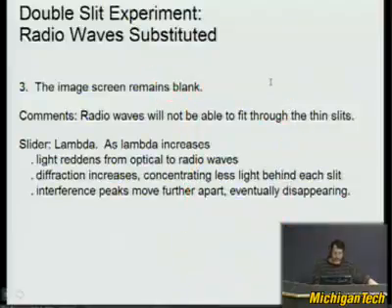So let's go back to our slider and talk about lambda, which I forgot to use the Greek letter. As lambda increases, the light reddens now from optical to radio waves. The diffraction increases, concentrating less light behind each slit, as was explained a couple of slides ago. The interference peaks move further apart and eventually disappear. Okay, so maybe you learned a little bit there. So let's keep changing stuff and see what happens with this two-slit experiment. Let's try to understand the most fundamental experiment in quantum mechanics by changing one thing out and seeing what happens.